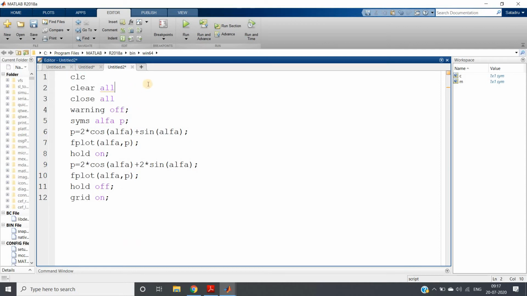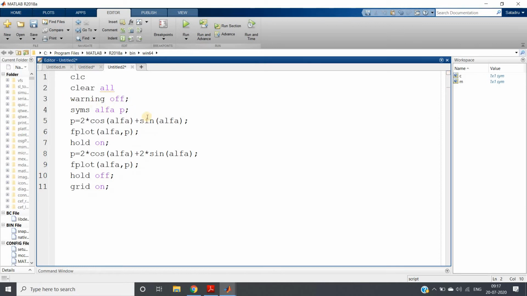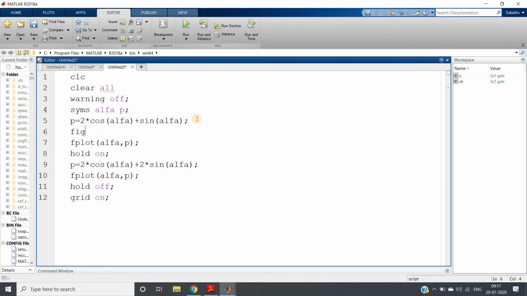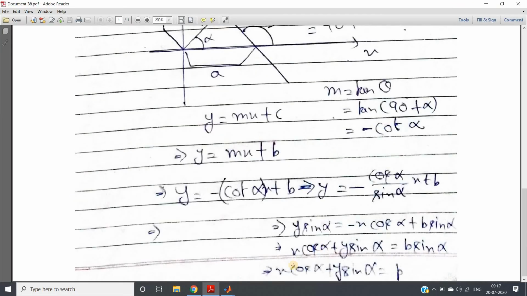Let me just remove the close all part so we can compare, and here I am giving the figure. Okay, let me give here, yes, and then I am taking my first equation. 2 cos alpha plus sin alpha, this is nothing but x cos theta plus y sin theta, right? Let's check the expression, x cos alpha plus y sin alpha equal to p.